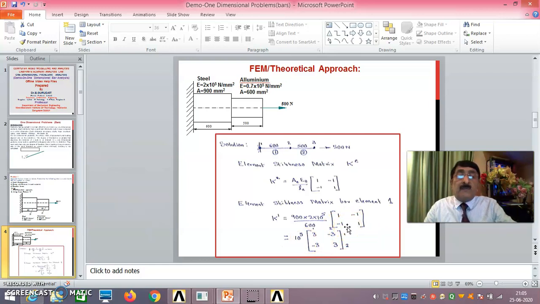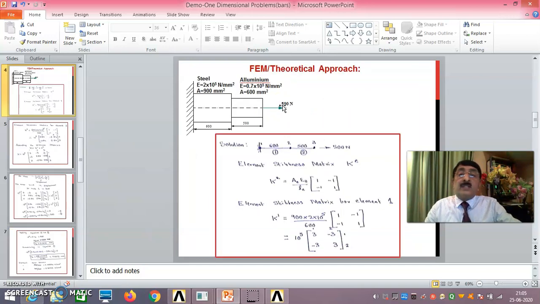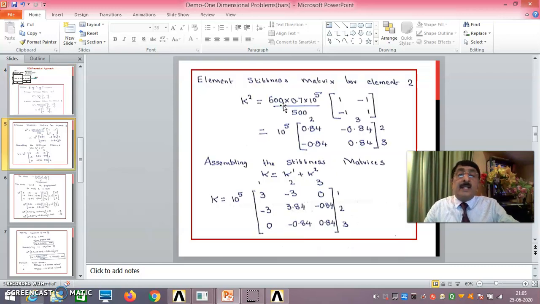You have started with K1. The same way you do K2 also. Element stiffness matrix for element 2: okay, you just see here. 600 is the area, and E for aluminum is 0.7 into 10 to the power of 5, and the length is 500, so AE by L uses 500.